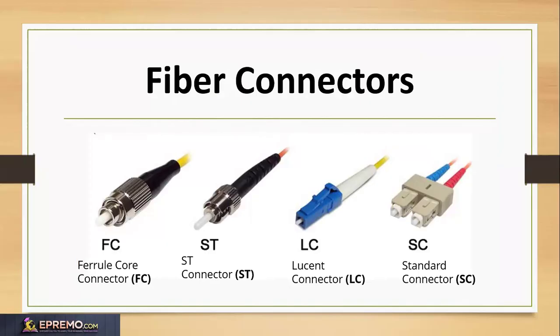In the network interface card that we have, depending on the device, whether it is a switch or a router, some network interface cards enable us to connect fiber optic directly. And these are the various types of connectors that we have under fiber optic. We have the Ferrule Core connector, the ST connector, the Lucent connector, and the Standard connector. Fiber optic uses light transmission for speed, long distance networking, and it's common in data centers, enterprise networking, and internet backbone infrastructure.